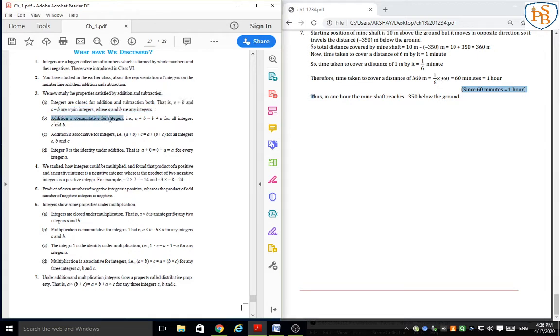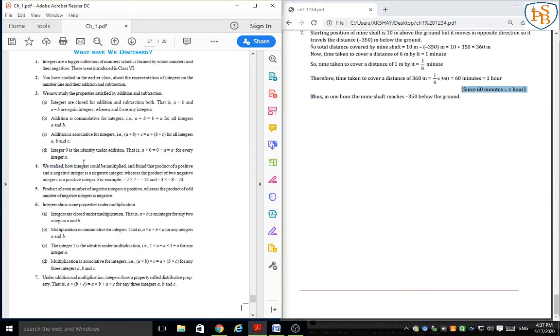Addition is commutative for integers, that is a plus b is equal to b plus a for all integers a and b. Addition is associative for integers, that is (a plus b) plus c is equal to a plus (b plus c) for all integers a, b and c. Integer 0 is the identity under addition, that is a plus 0 is equal to 0 plus a, the answer is a for every integer a.